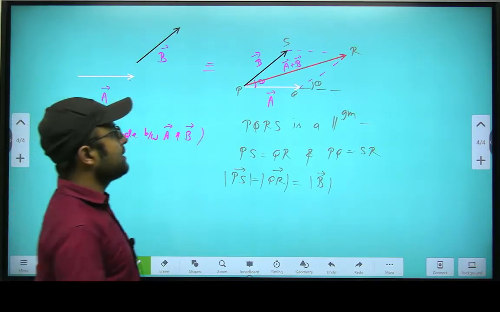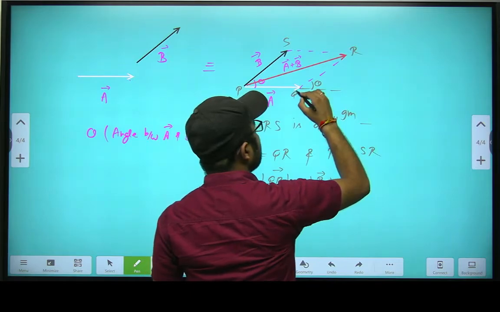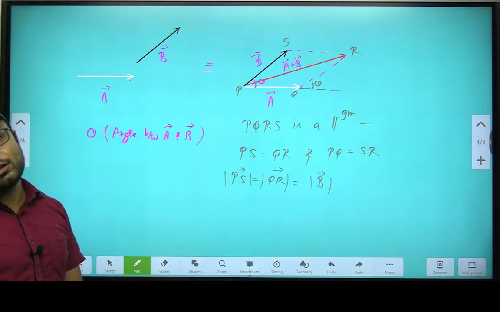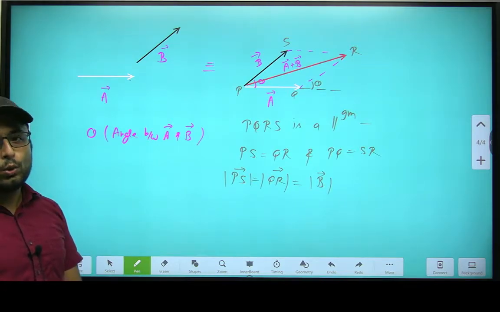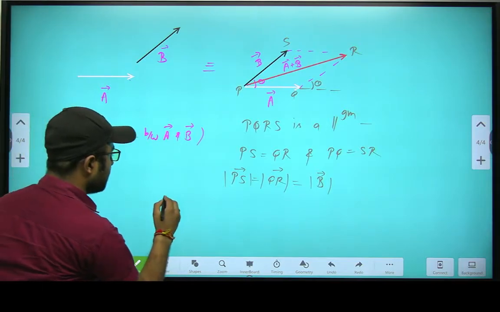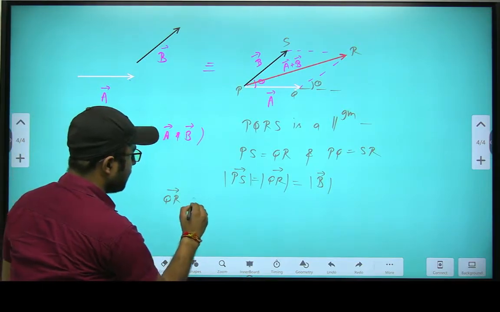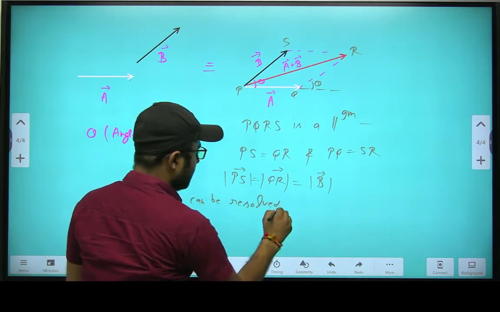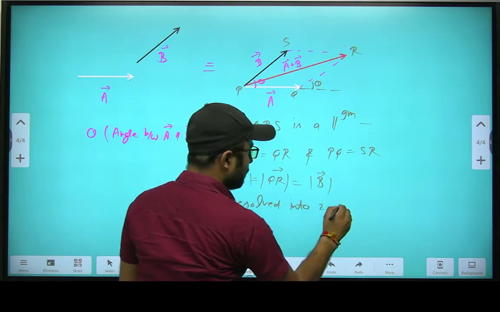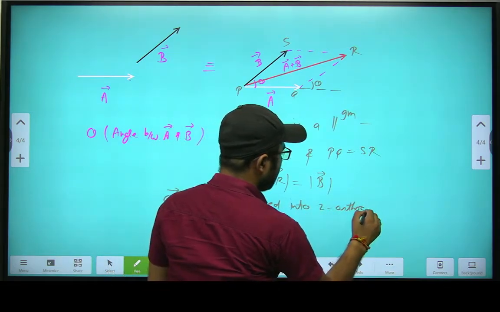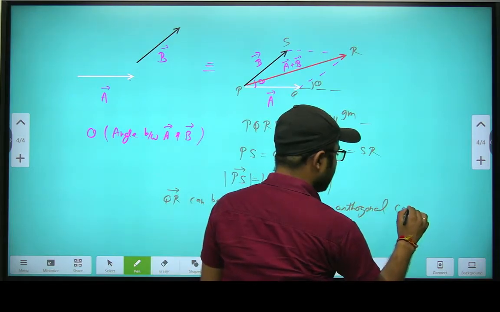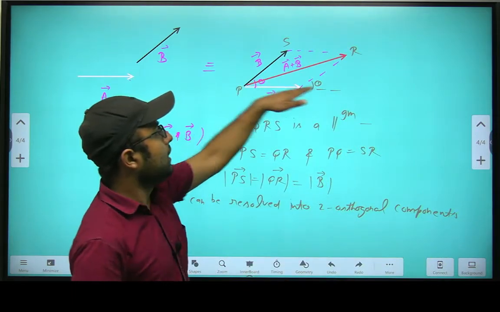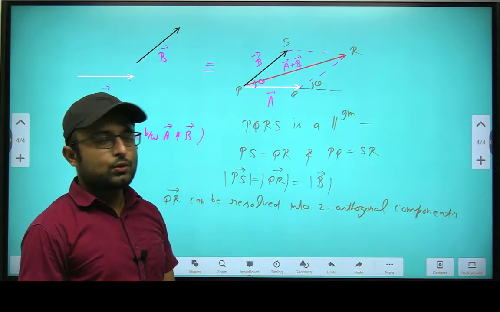So we can resolve this QR into two orthogonal components. Vector QR can be resolved into two orthogonal components. One of them will be horizontal and the other will be vertical. If we resolve them, the situation will look something like this.